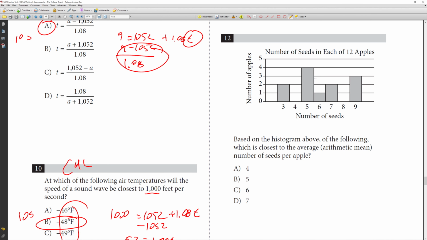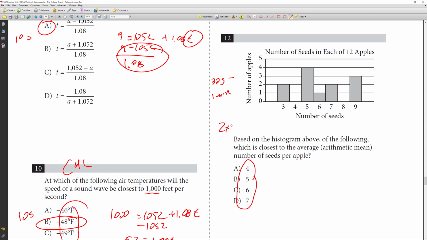Number 12. Seems like we're given a graph. We have something to read. So this should take about 30 seconds to 1 minute. The number of seeds in each of 12 apples. Based on the histogram above, which of the following is closest to the average number of seeds per apple? Unfortunately, this one you do need to use your calculator because the answers are very, very close together. You can't take a shortcut that much for this one.